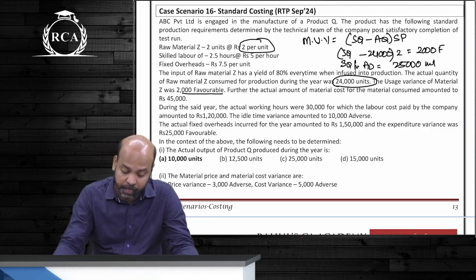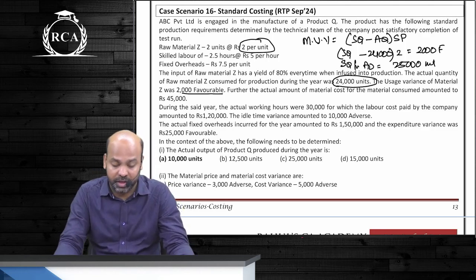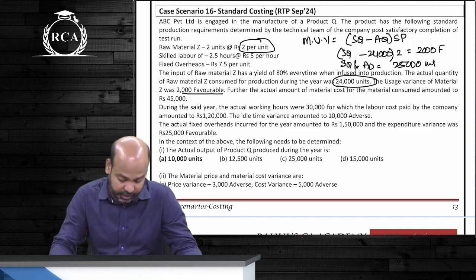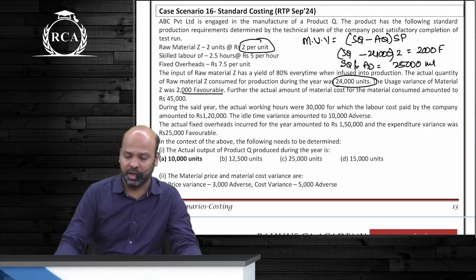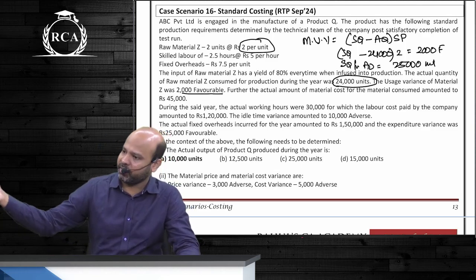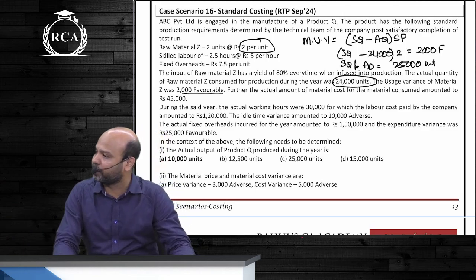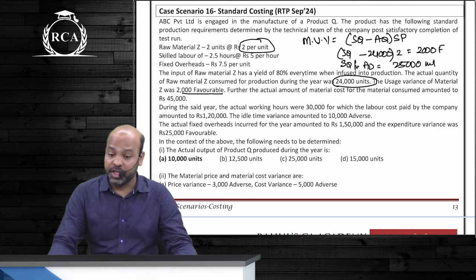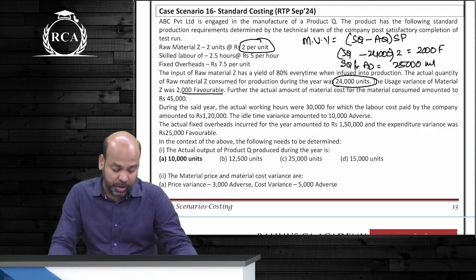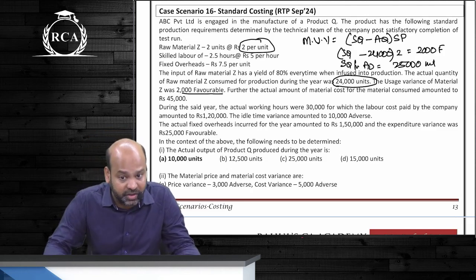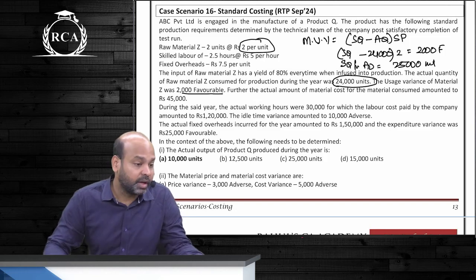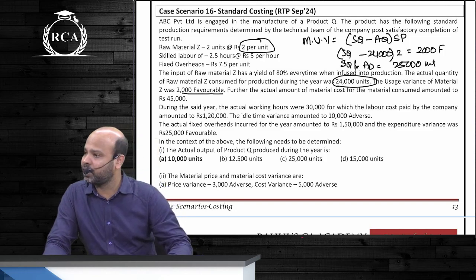Next, beta. Further, the actual amount of material cost for the material consumed amounted to 45,000. Using this, I can compute material price variance. What is the formula for material price variance, beta? Standard price minus actual price, into actual quantity. I know the standard price, I know the actual price, I know the actual quantity. Will I be able to compute material price variance? I have usage variance, I have price variance. Will I be able to compute material cost variance? Undoubtedly, yes. So this is everything in relation to materials. Any doubt in this? Yes or no, guys? Is it making sense, beta?